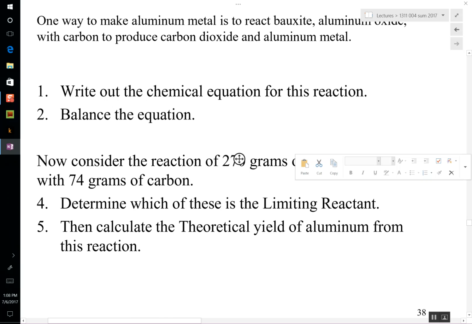Okay, now, let's go down here. 74 grams of carbon. I'm going to convert that into moles of carbon. 1 mole of carbon, 12.01 grams of carbon. Now I want to convert that into moles of aluminum. 4 moles of aluminum per 3 moles of carbon. And what's that going to be? That's going to be moles of aluminum. Grams of carbon cross out, moles of carbon cross out, moles of aluminum.